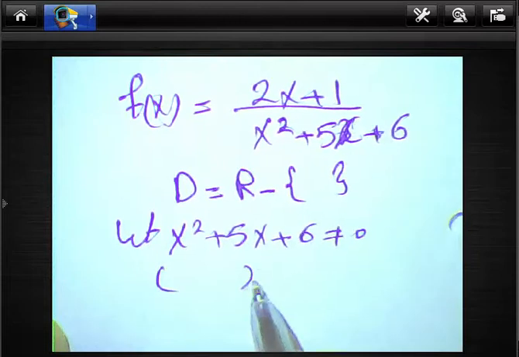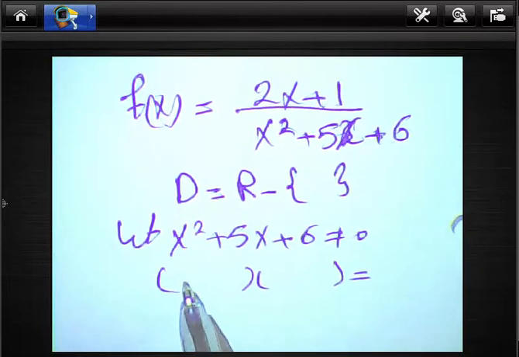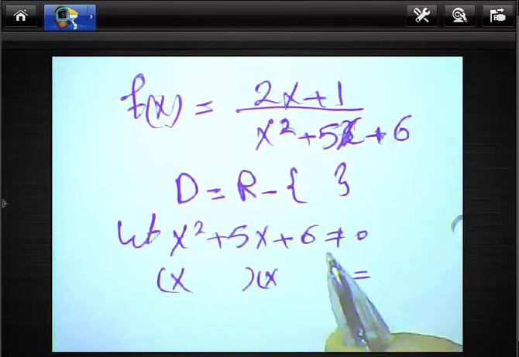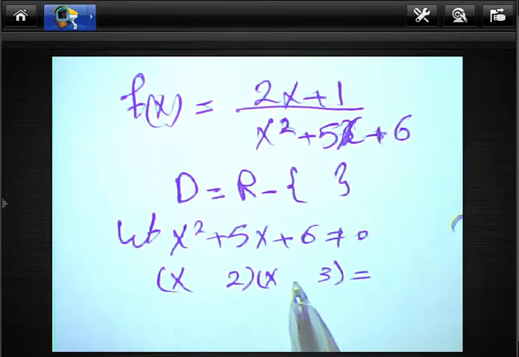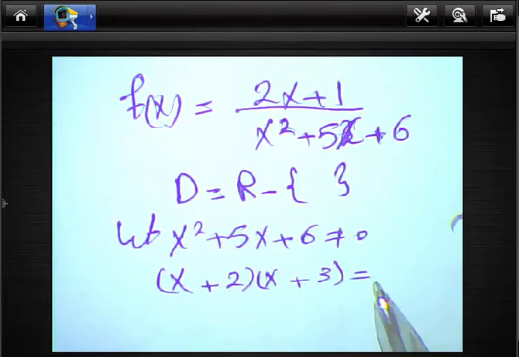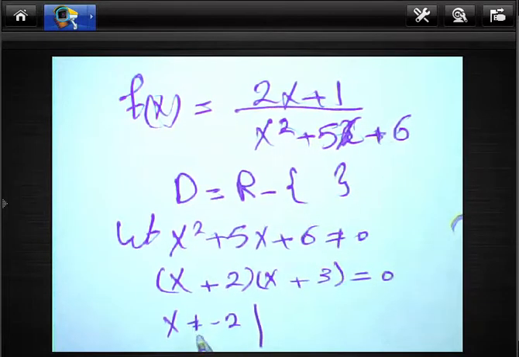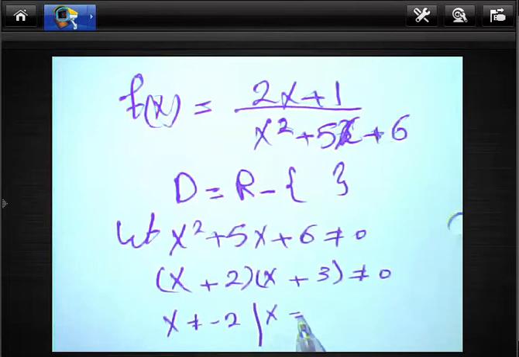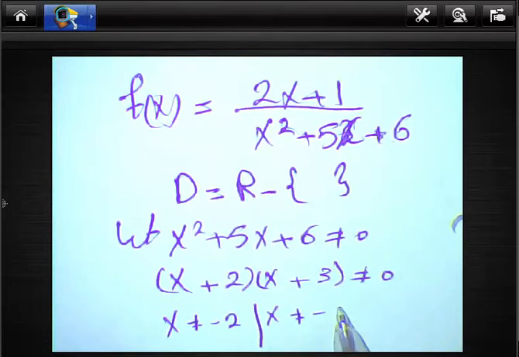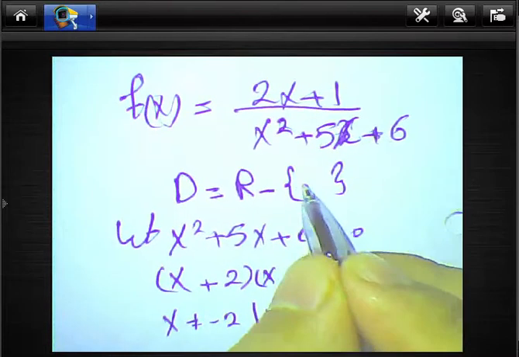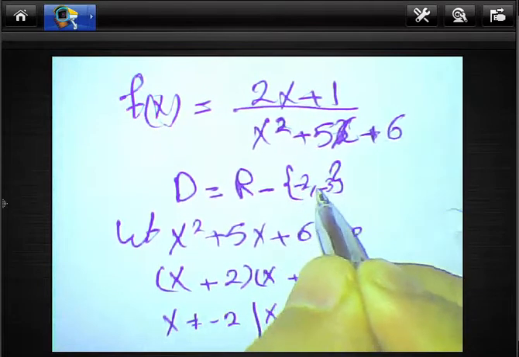Then you can factorize this expression. X power 2 equals x multiplied by x, and 6 equals 2 multiplied by 3. Positive and positive equal positive, and 2 plus 3 equals 5. So the solutions of this equation are x not equal -2 and x not equal -3. So the domain will be R subtract -2 and -3.